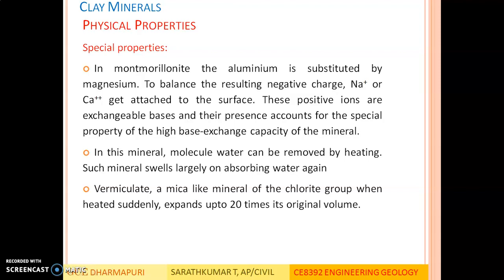In this mineral, the molecular water can be removed by heating. Such minerals swell largely on absorbing water again. So in montmorillonite, you can remove the molecular water, not the adsorbed water, by heating. When you add water again, it swells to a large extent. Vermiculite, a mica-like mineral of the chlorite group, when heated suddenly, expands up to 20 times its original volume.